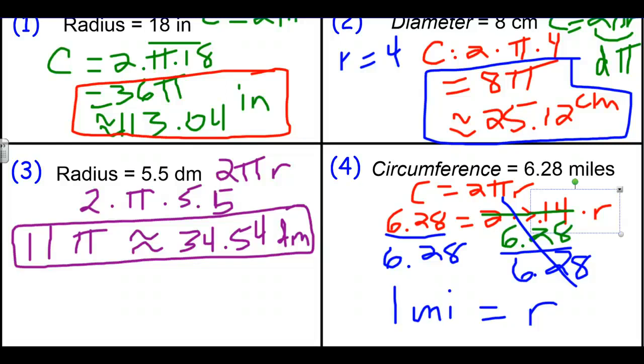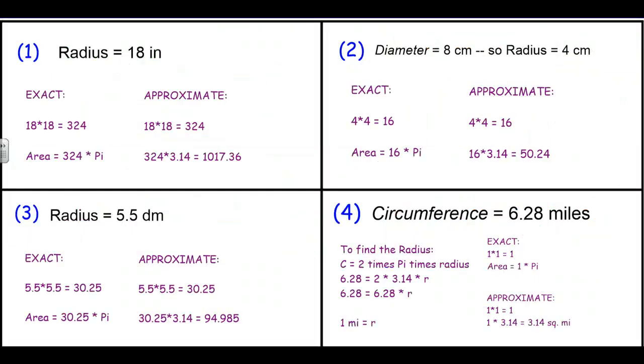Now let's move on to the area formulas. So we found the circumferences, both the exact and approximate. Now let's look at the area formulas. I have everything out here already typed up for you. So for number 1, our formula is pi r squared. The radius is 18. 18 times 18 is 324. 324 times pi, then, is our exact area formula.